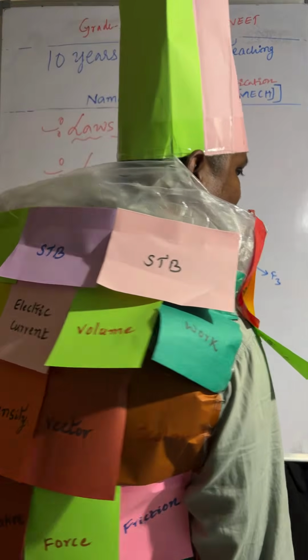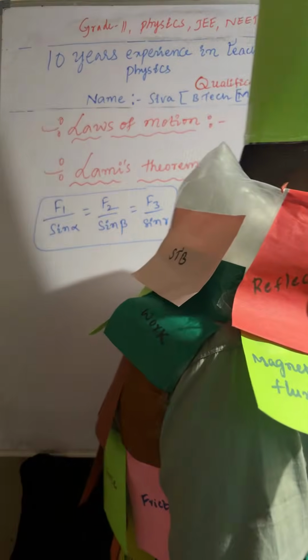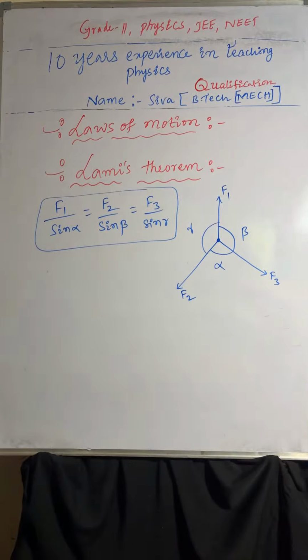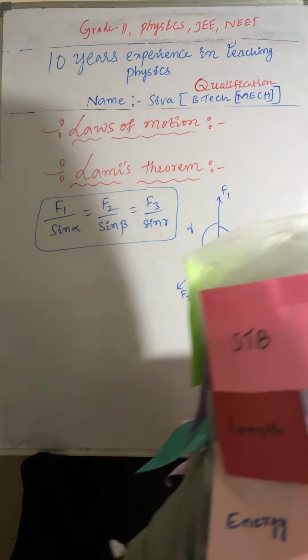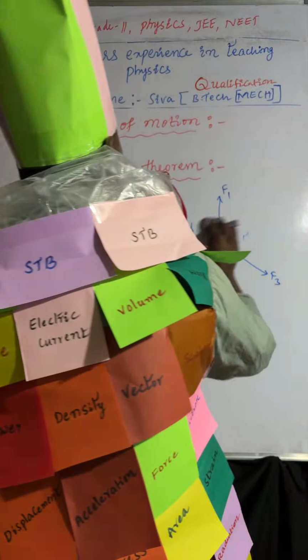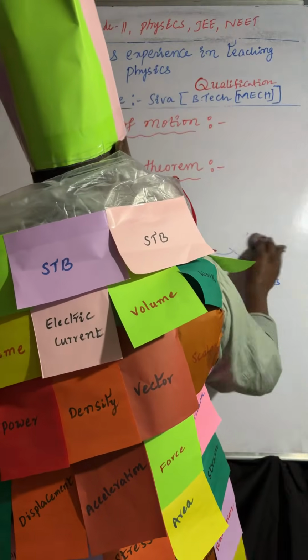Lami's theorem. And coming to the next one, weight. The weight of the object always acts in the downward direction. Now we will discuss the normal reaction, which will be acting in the upward direction.